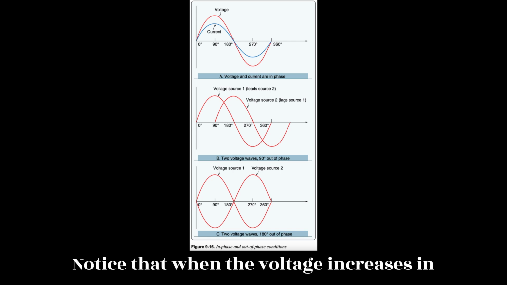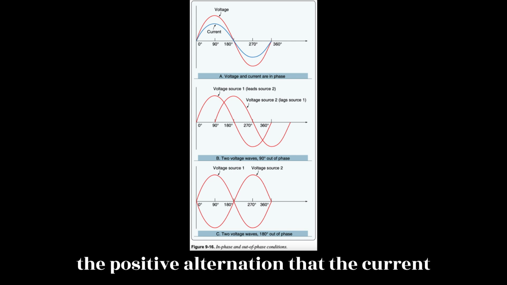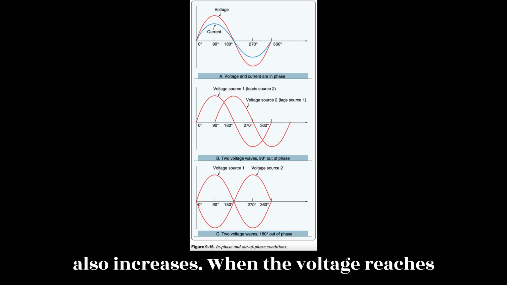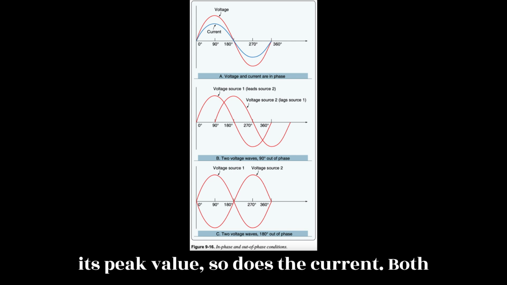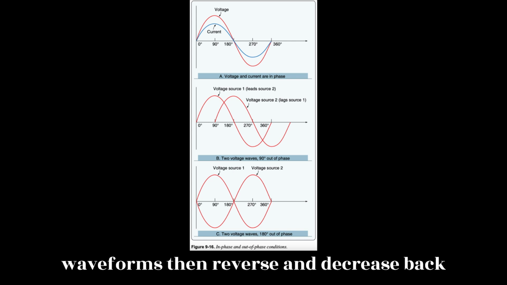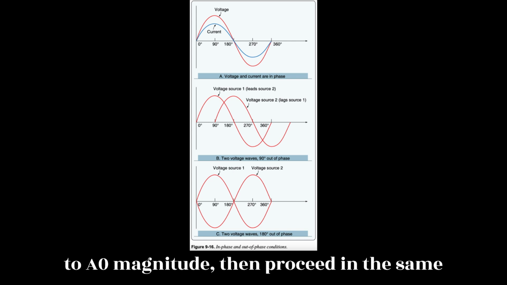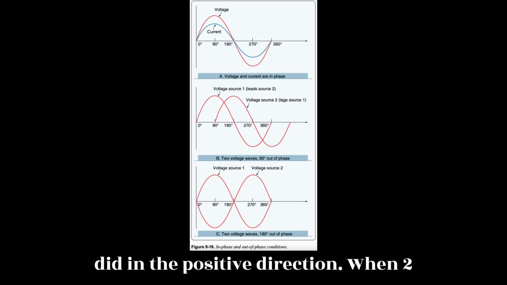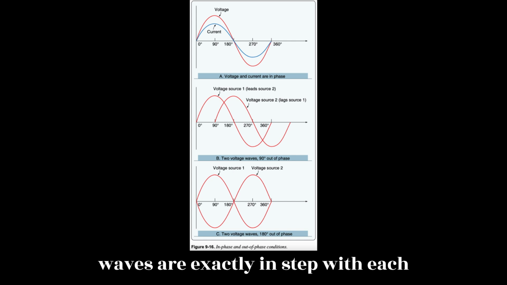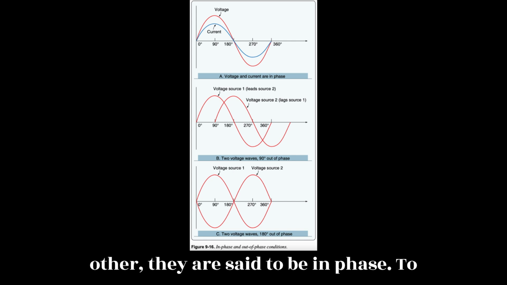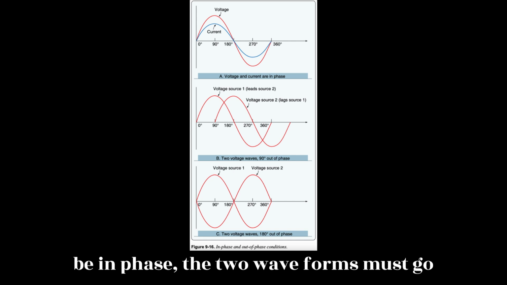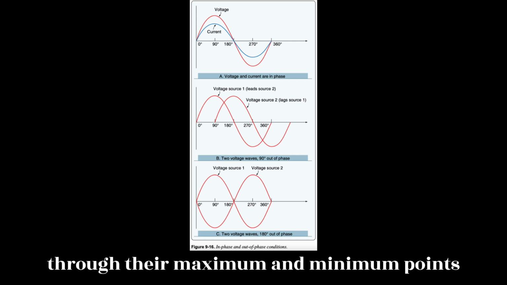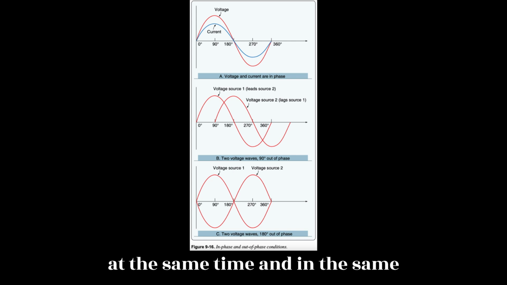Notice that when the voltage increases in the positive alternation, the current also increases. When the voltage reaches its peak value, so does the current. Both waveforms then reverse and decrease back to a zero magnitude, then proceed in the same manner in the negative direction as they did in the positive direction. When two waves are exactly in step with each other, they are said to be in phase. To be in phase, the two waveforms must go through their maximum and minimum points at the same time and in the same direction.